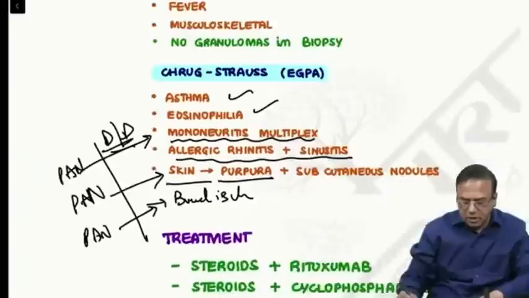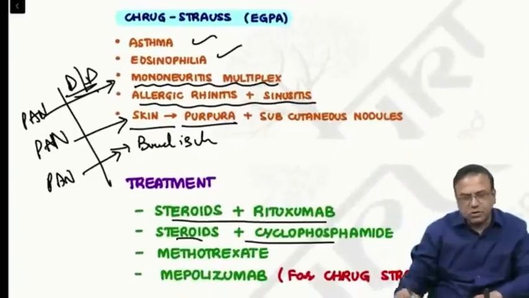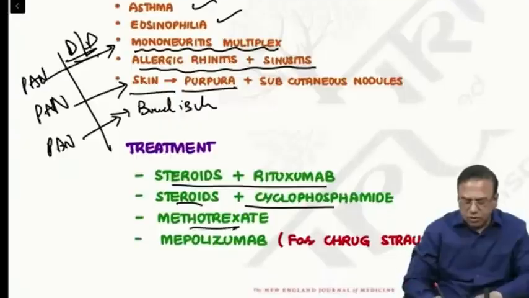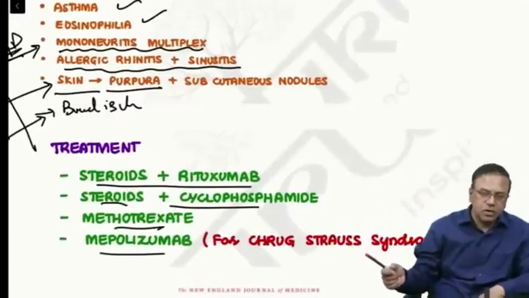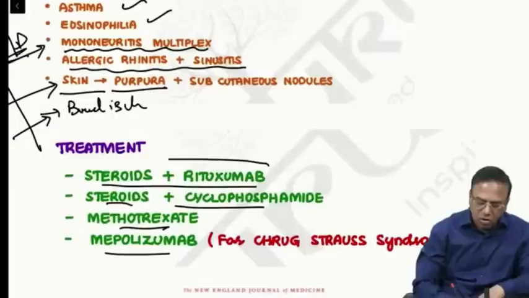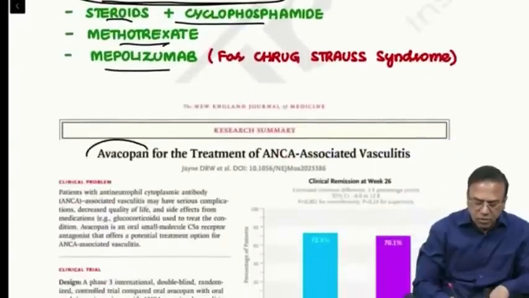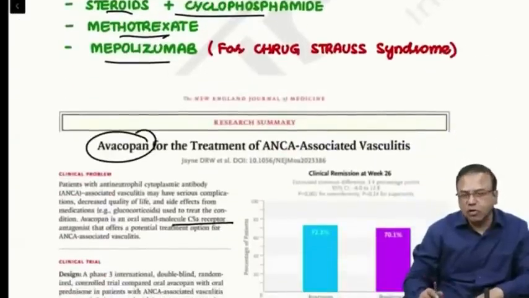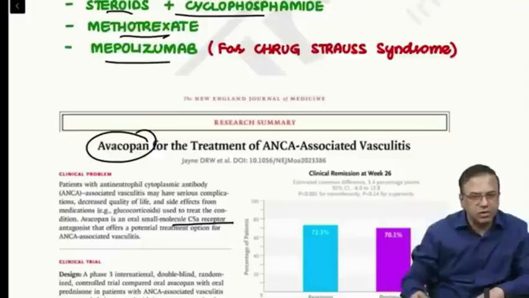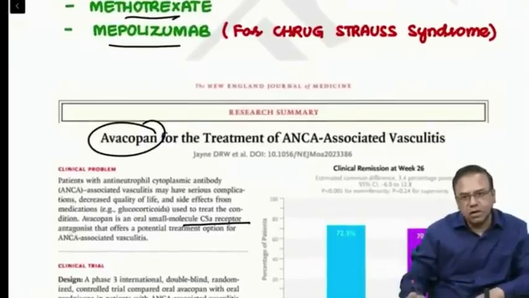The treatment in all these three: steroid rituximab, alternative treatment steroid cyclophosphamide. You can use methotrexate for maintenance. Mepolizumab is additionally used for Churg-Strauss. So main drug in all of them is steroid, rituximab combination is the first line treatment for all of them. Avacopan is the new drug. It is basically a complement 5a receptor inhibitor, and it is showing very good benefit for all the ANCA associated vasculitis. So there is some complement role in this condition, which you can block by using this drug, avacopan.